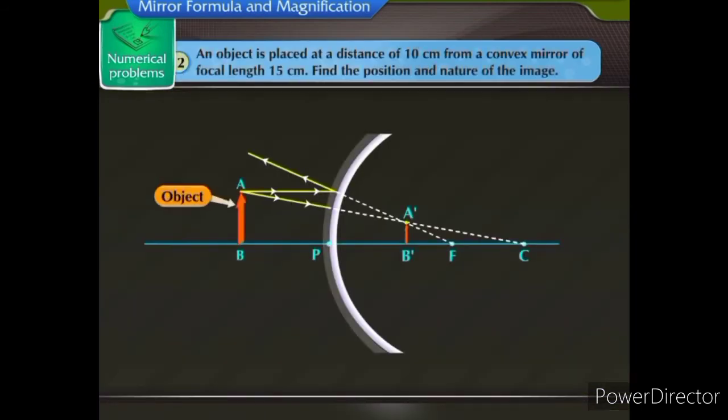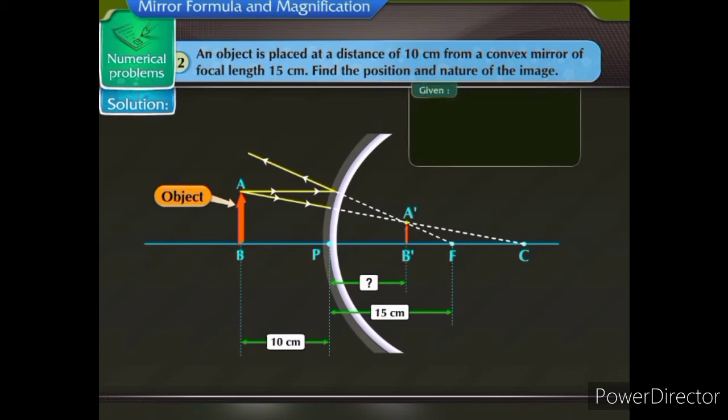2. An object is placed at a distance of 10 centimeters from a convex mirror of focal length 15 centimeters. Find the position and nature of the image. Solution. Let us first write the given data using the new sign convention. As a convention, the object is always placed to the left side of the mirror. Hence, according to sign convention, the distance of the object is taken as negative. The object is placed at 10 centimeters in front of the convex mirror. Therefore, object distance u is equal to minus 10 centimeters.